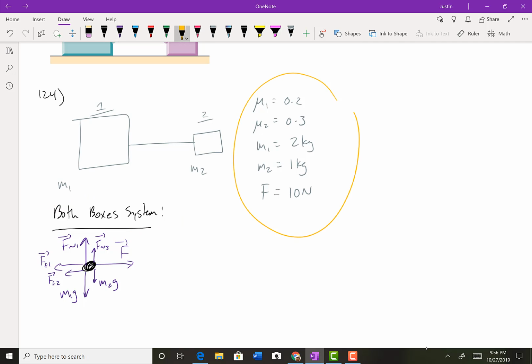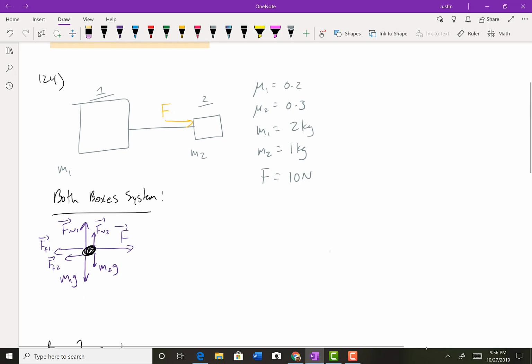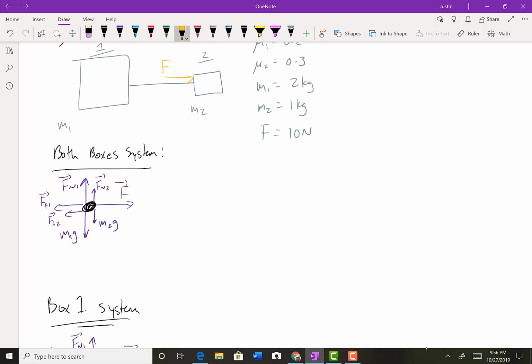I've written all my knowns and unknowns here. Again, the coefficient of kinetic friction for block 1 is 0.2. Coefficient of kinetic friction for block 2 is 0.3. The mass of block 1 is 2 kilograms. Mass of block 2 is 1 kilogram. And then the force being applied to block 2, that's the force right here, is 10 newtons. So again, I basically said that I'm going to make both boxes my system right here. That's going to give me my free body diagram.